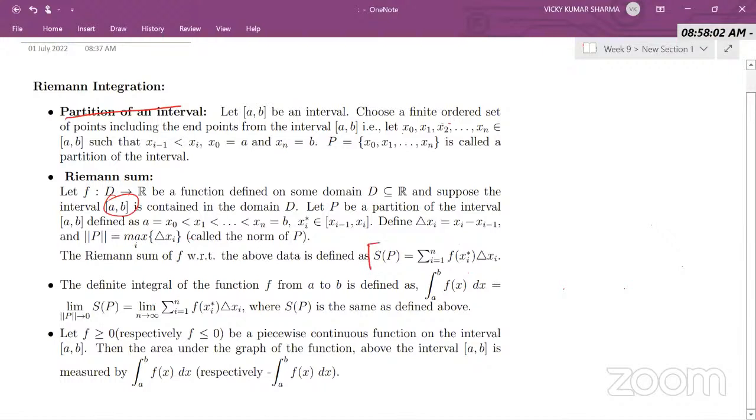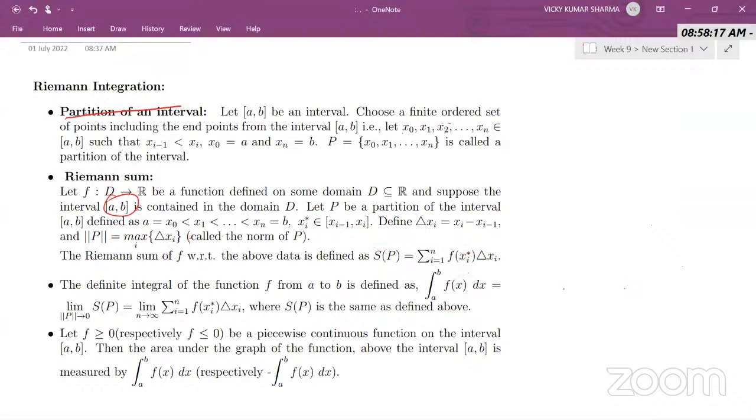We understood what Riemann sum is. We understood this part, and we also understood this part. Now let's come to this one. What does this norm of P tell us?